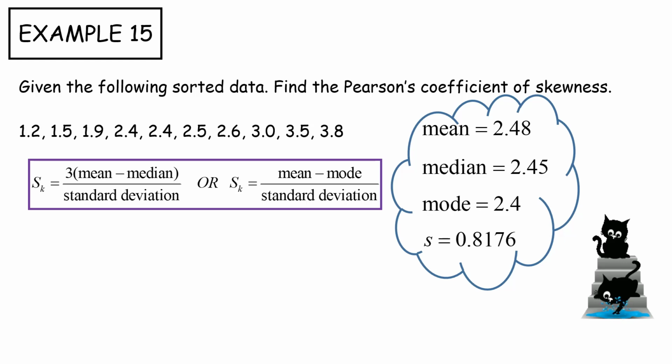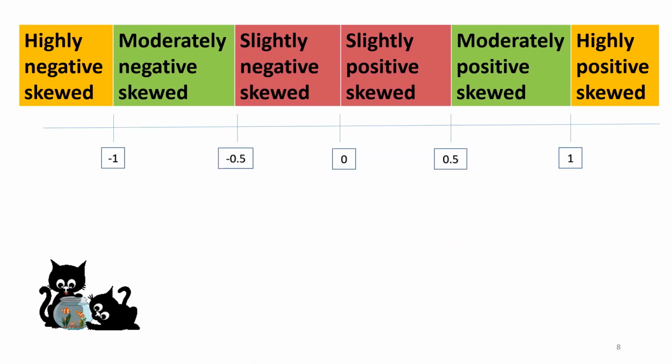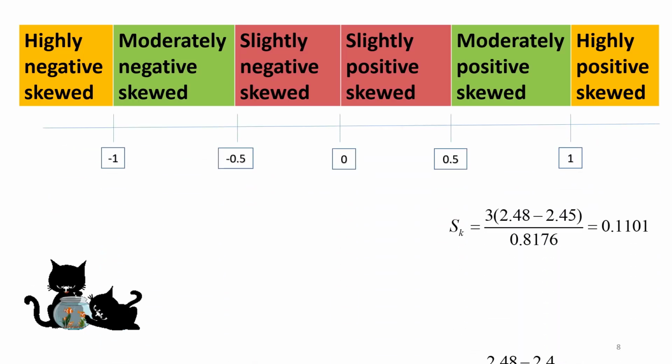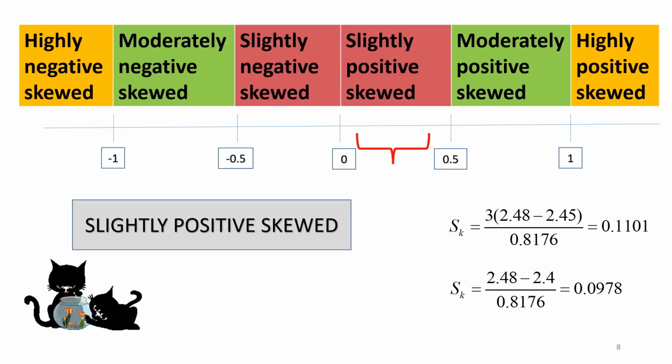Next, key in the values into the formula of Pearson coefficient of skewness. We can use either one of the formula given. The value of Pearson coefficient of skewness is as shown. Based on the given table, the value of Pearson coefficient of skewness shows that the data is slightly positive skewed.